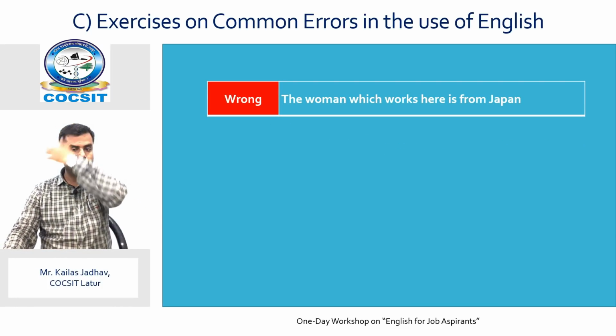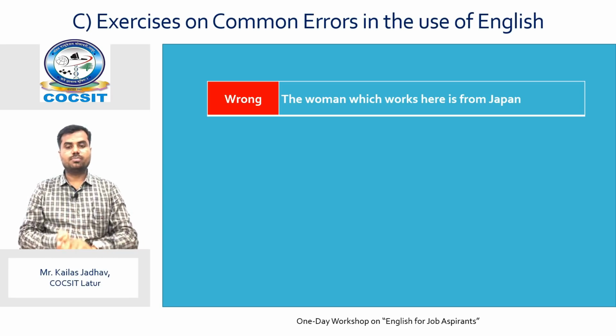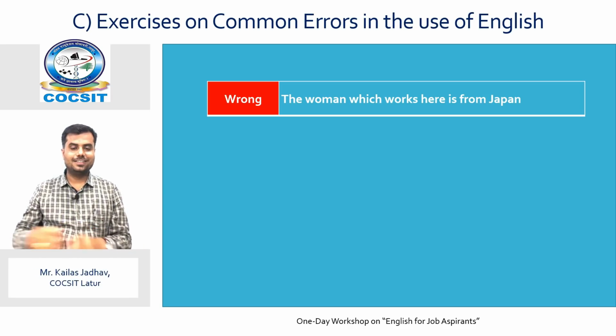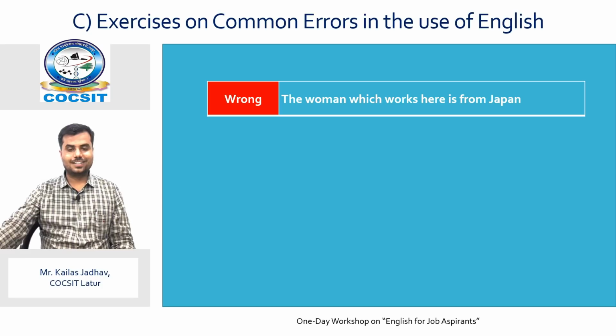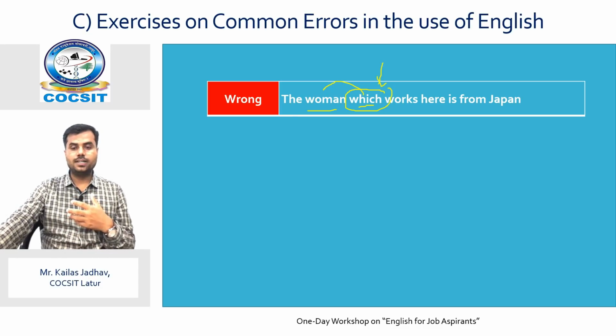The woman which works here is from Japan. Look at the example given here. This is absolutely incorrect because the woman is modified with the help of the conjunction which. Woman cannot be which, W-H-I-C-H. So woman, who or whose. These are the two subordinating conjunctions which can be used to qualify the woman and its quality.